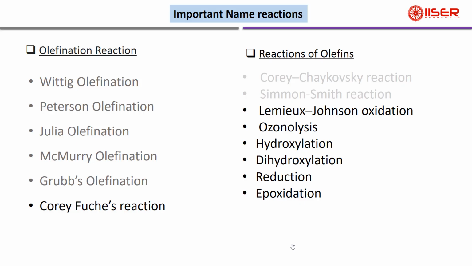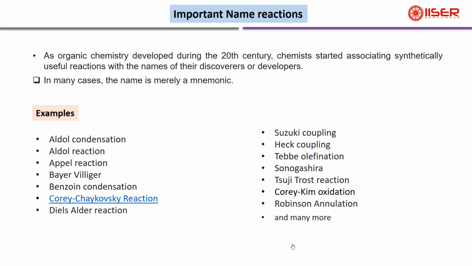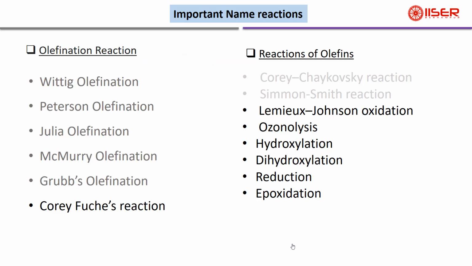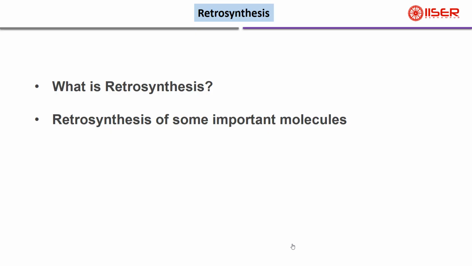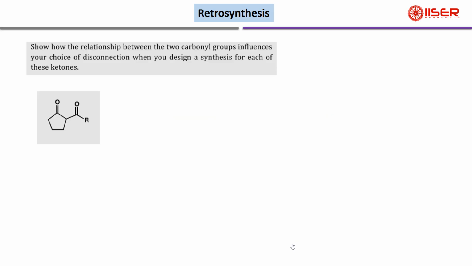I have already discussed all these name reactions and some others which have not been mentioned in this list. We have also discussed some olefination reactions and some reactions of olefins. Then we moved to some reactions where we do not need any kind of reagents, like the thermal and photocatalytic reactions. Now the topic we are discussing is what retrosynthesis is, and the retrosynthesis of some important molecules. So this is one of the questions.